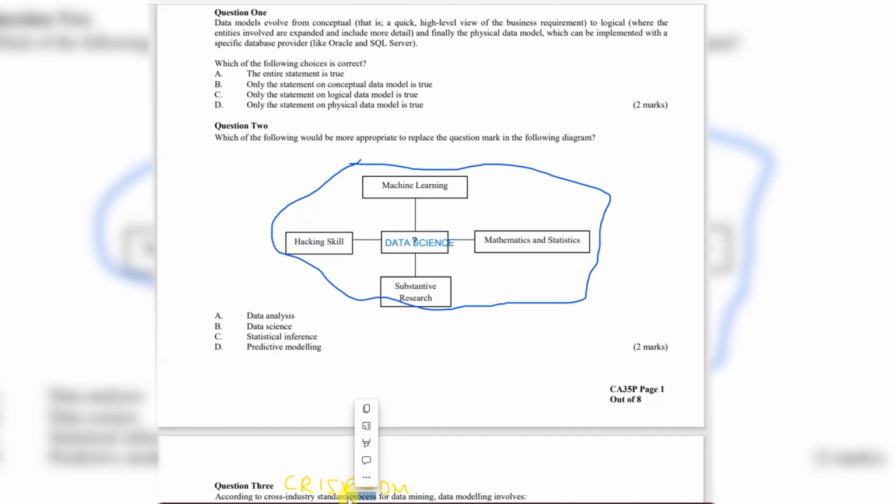CRISP-DM is a best practice methodology or framework that provides guidance on carrying out data mining. If today you are to do data mining, you do not need to reinvent the wheel. There is already a methodology in place that can help to mine data. And this methodology cuts across industries. It doesn't matter the industry. It is a methodology that is universally accepted.